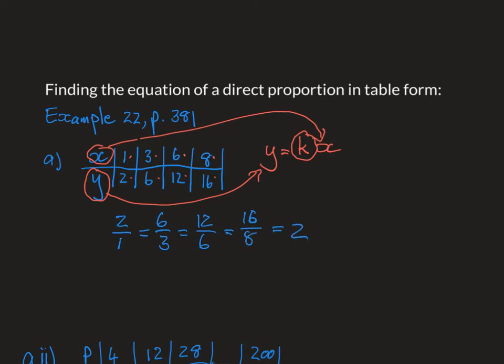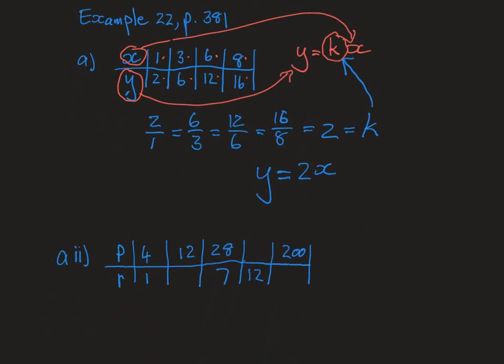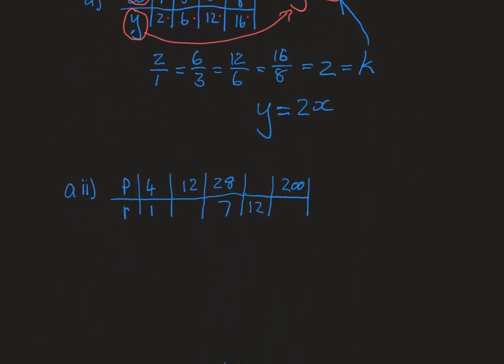Therefore we know that the equation is, we start with the bottom variable, which is y, so y is equal to k times x. And now the value of k, the number before x there, is this 2. So it becomes y equals 2 times x. And there's your formula.